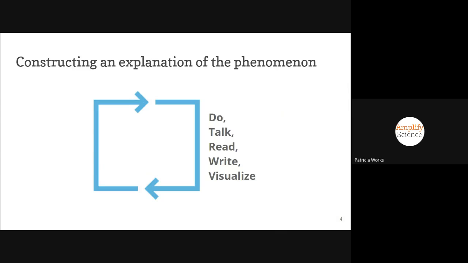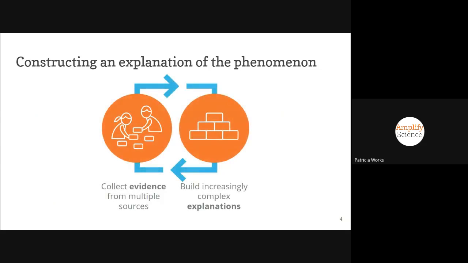As students work through the 3 chapters, they gather evidence from multiple sources by doing, talking, reading, writing, and visualizing. Their explanations become more complex over time as they construct understanding about ecosystems and figure out the clear links between decomposers, nutrients, and plant growth to come up with an explanation for the unhealthy restoration area.